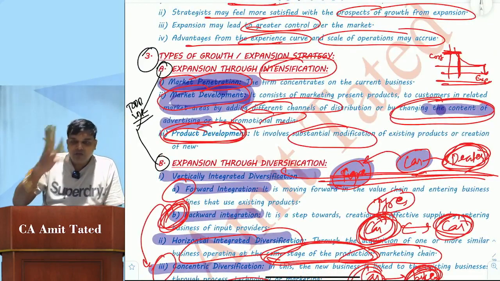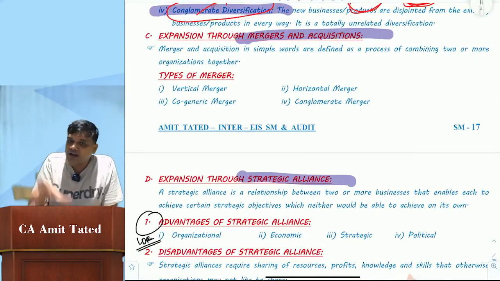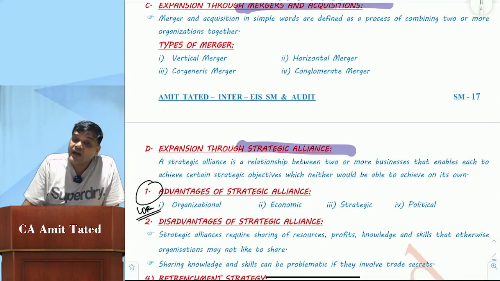Everybody clear? Okay. So whenever the question comes on identifying the strategy, if you write the above answers, you will not write these answers. Okay. So what are these? These are means to achieve the strategy. Okay. Keep this point in mind.